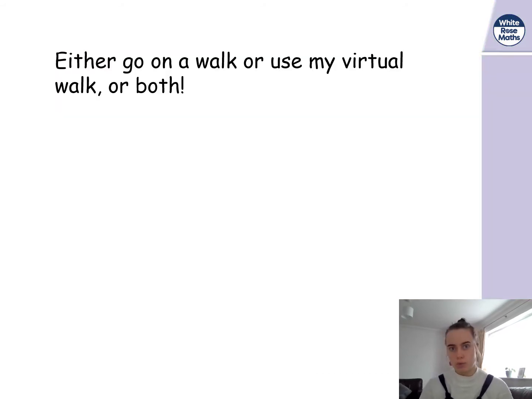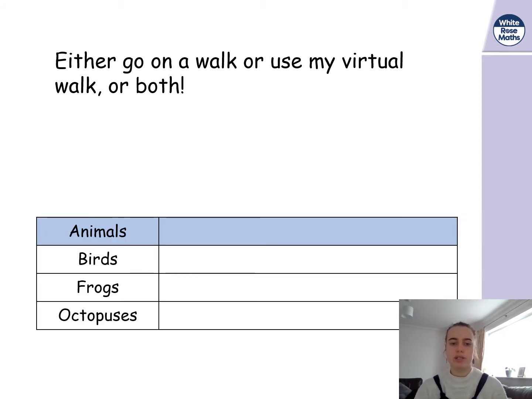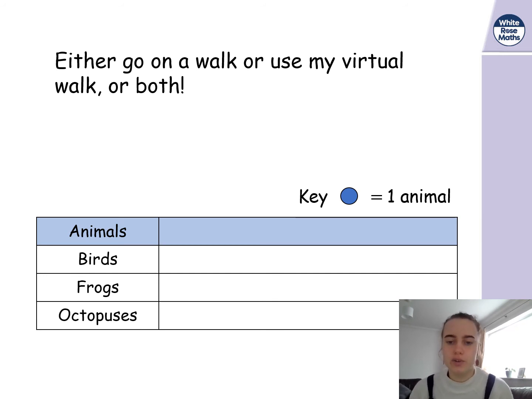So either go on a walk if you would like to, or we can use this virtual walk on the computer. So we've got animals, we've got birds, frogs and octopuses. So the screen has decided for us that our key is going to be a blue circle for each animal that we see. So, for example, if we see a bird, we're going to draw a blue circle in the row for a bird.